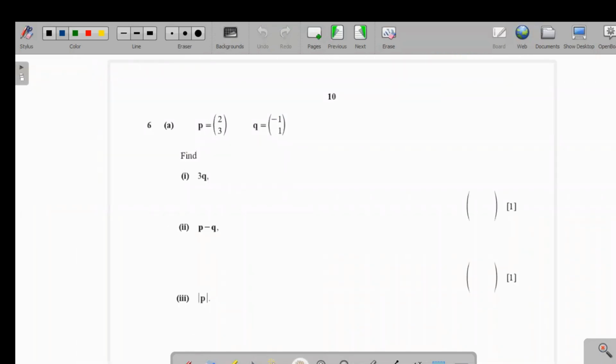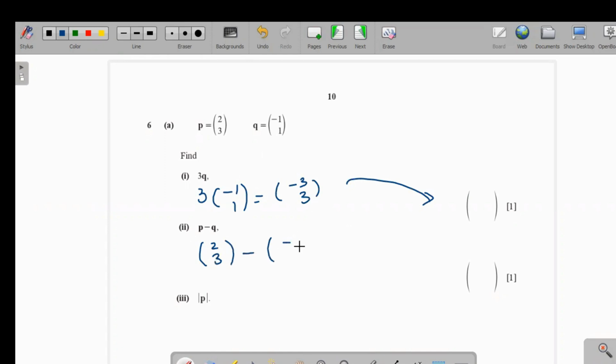Question number 6, part A. p is equal to (2, 3) and q is equal to (-1, 1). Now 3q, we can write it as 3 times (-1, 1). That value becomes (-3, 3), which is the answer. Now next, p minus 2q is very simple. 2q is (-2, 2). Now the answer will be equal to (2 minus minus 2, 3 minus 2). That value becomes 2 plus 2, which is 4, and 3 minus 2 is 1.